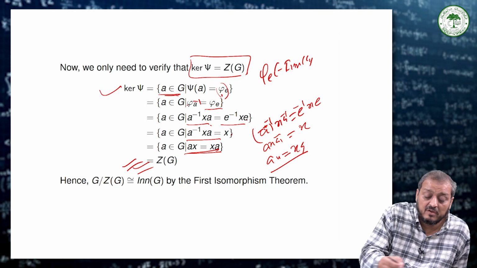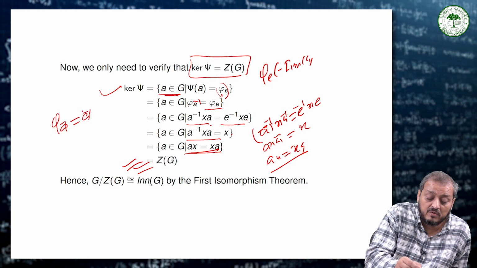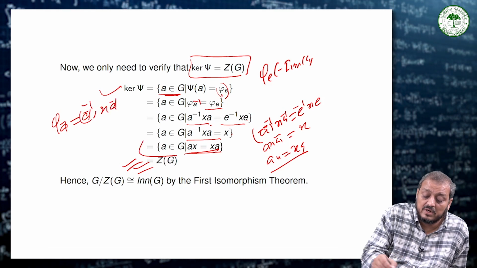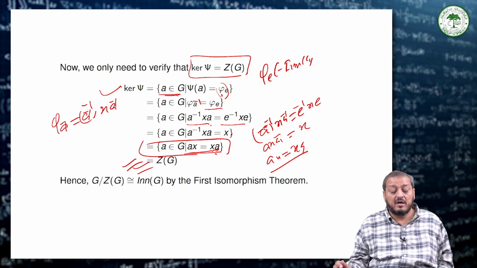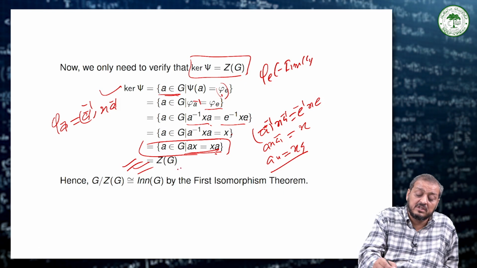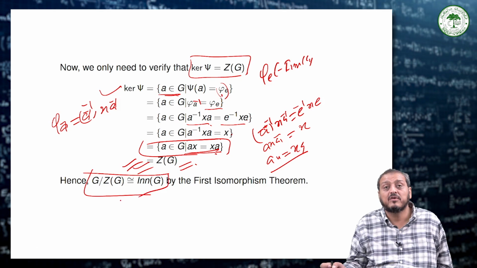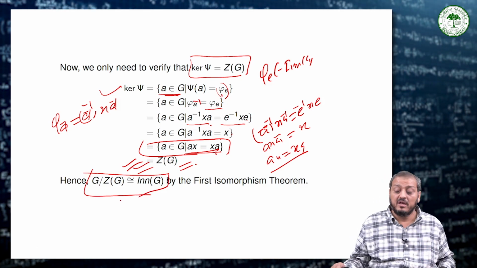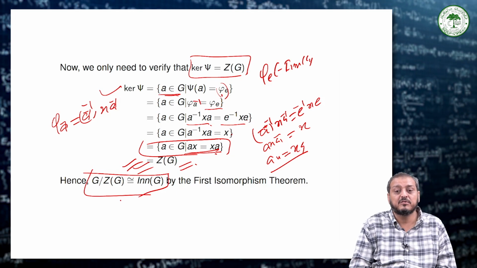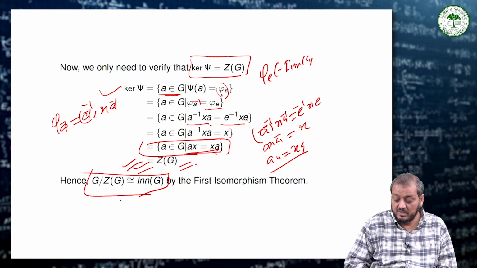Taking A, phi of A inverse is equal to A inverse x A, and then we show that A is an element of G, then ax is equal to xa, and this is nothing but the center of G. So by the first isomorphism theorem, we easily show that G by ZG is isomorphic to the inner automorphism group of G. So this completes the proof of this theorem.